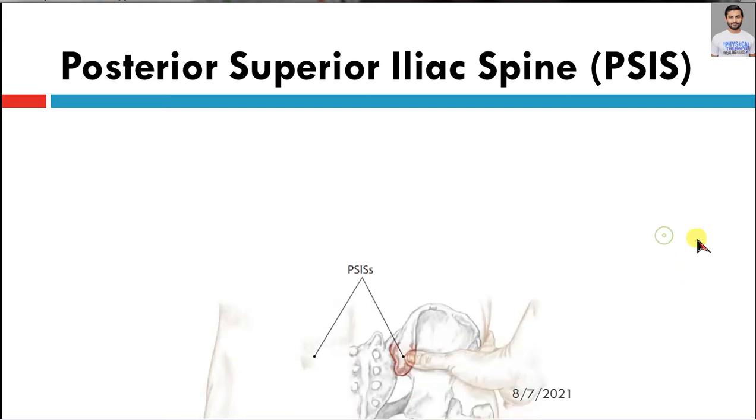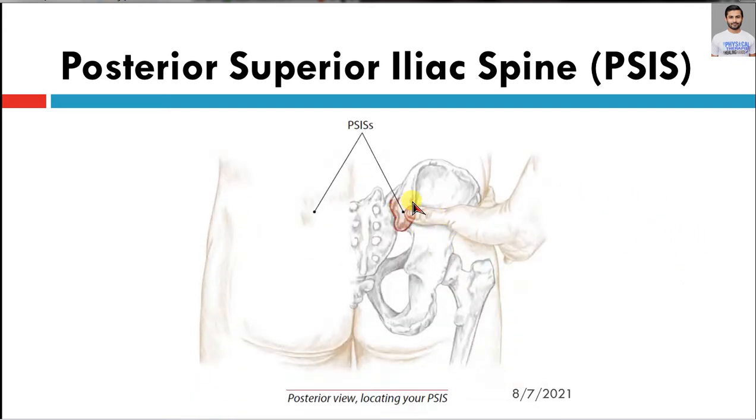Then we have the posterior superior iliac spine. It is the most prominent part of the bone on the posterior side, and just medial to this will be the sacral dimple.